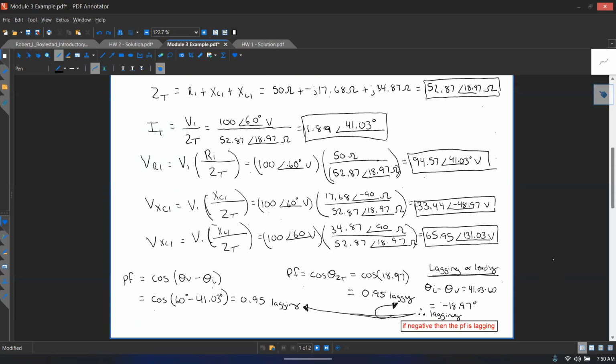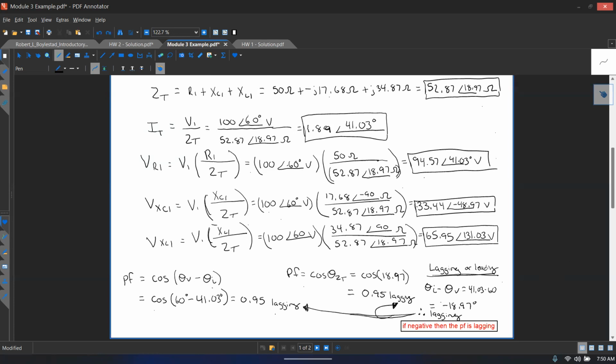Once we calculate that all out, we get 0.95, a power factor of 0.95. At this point, we don't know whether it's lagging or leading. We're going to figure that out later.